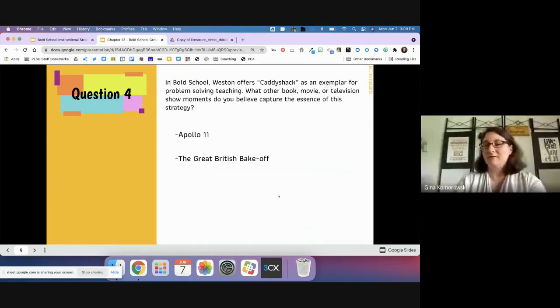Question 4, I thought was a kind of a strange one. I had a hard time with this, I'll be honest. So in the book, Weston offers Caddyshack as an exemplar for problem-solving teaching. And they asked us to brainstorm what other book, movie, or TV show moments do you believe captures the essence of this strategy?